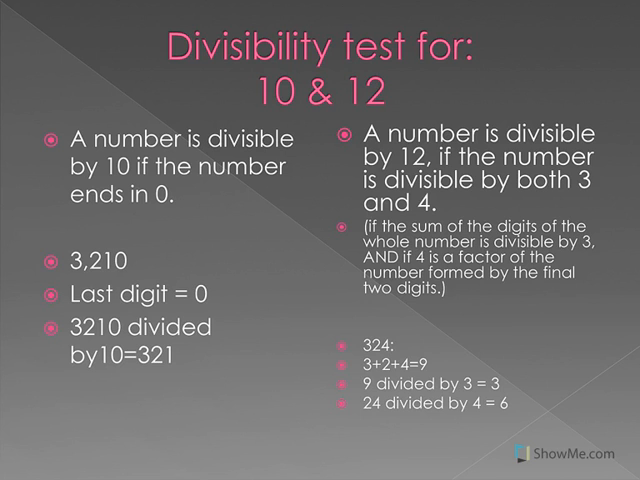A number is divisible by 12 if the number is divisible by both 3 and 4. If the sum of the digits of the whole number is divisible by 3, and if 4 is a factor of the number formed by the final two digits. In 324, we add those numbers together. 3 plus 2 plus 4 is 9. 9 divided by 3 is 3. 24 divided by 4 is 6.